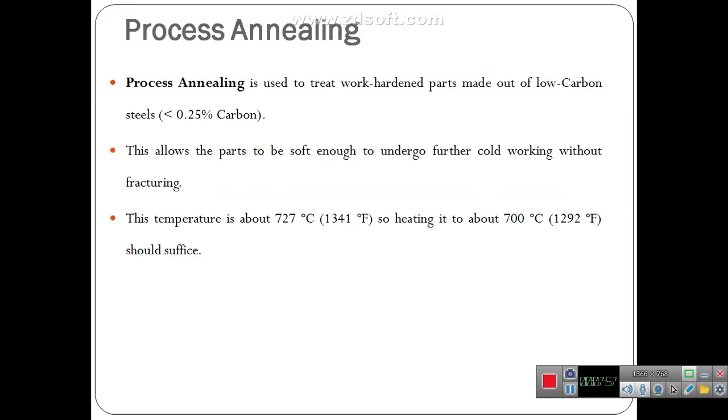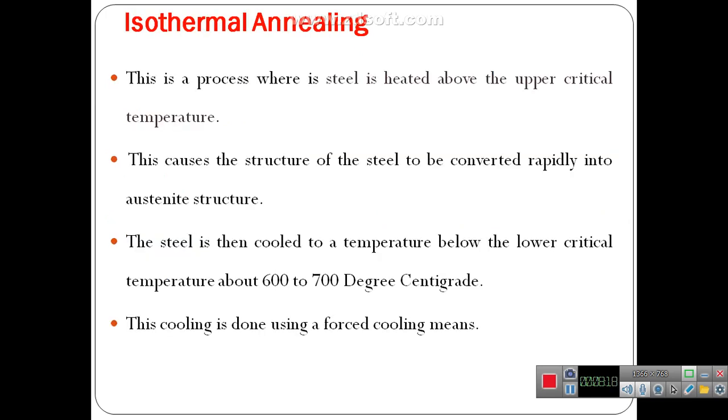Process annealing is used to treat work hardened parts made out of low carbon steels. This allows the parts to be soft enough to undergo further cold working without fracturing. This temperature is about 727 degrees Celsius. Heating to about 700 degrees Celsius should be sufficient.